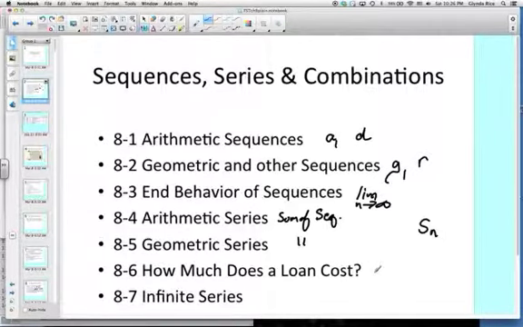Last time we talked about how much a loan costs. That was just a quick calculation using one of two formulas, both with the same result. And they help you calculate monthly payment, or if you know your monthly payment, your interest rate, or the time of your loan, or how much you could borrow. Okay, so here is 7 infinite series, and let's go to that.